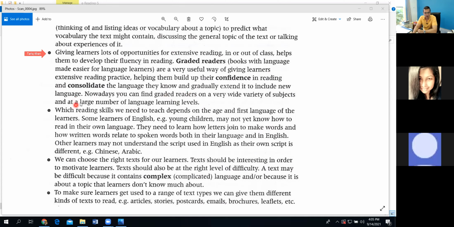Gradually extend to include new language. Nowadays, you can find graded readers on a very wide variety of subjects and a large number of language learning levels. If you see the textbooks of the school, they are graded for each level of the student. The subjects of the books are different from grade 1 up to grade 10. So nowadays you can find in the libraries and bookstores, age-wise, they have put it, these books are for this category of age.